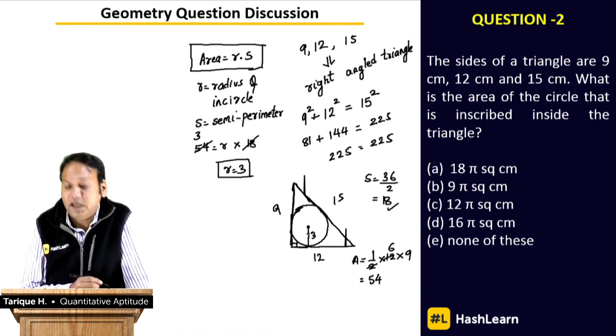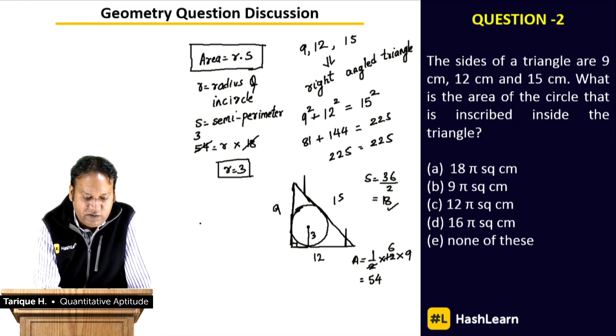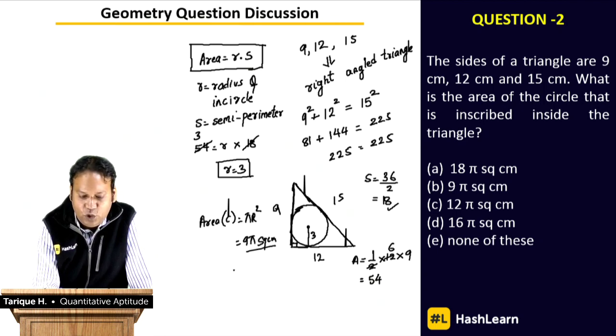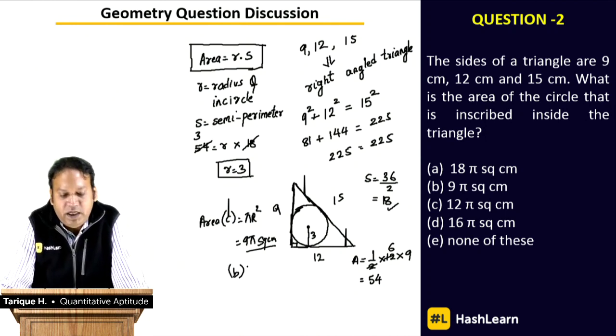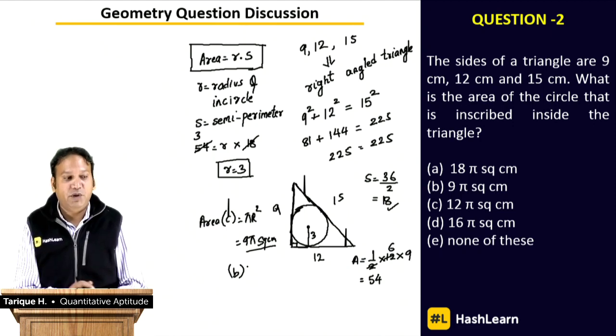And once you know the radius of the circle, we can find out its area, because we know the area of a circle is equal to pi r square. So pi into 9, 9 pi square centimeter. That's your answer, option B. The area of the circle that is inscribed inside the right angle triangle having sides 9, 12 and 15 is 9 pi square centimeter. That's the answer for question number 2.